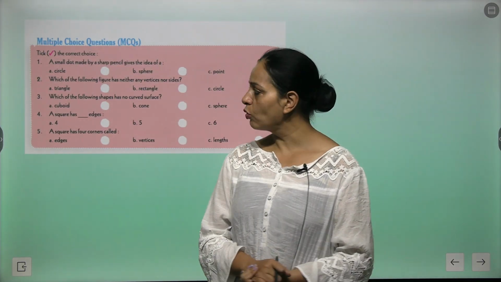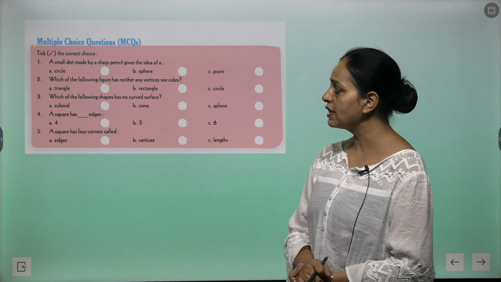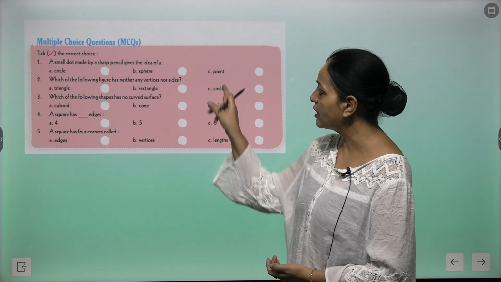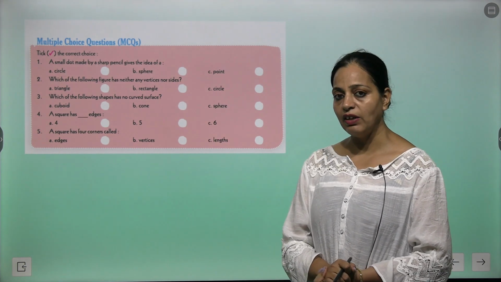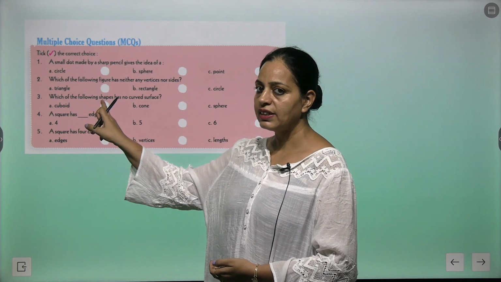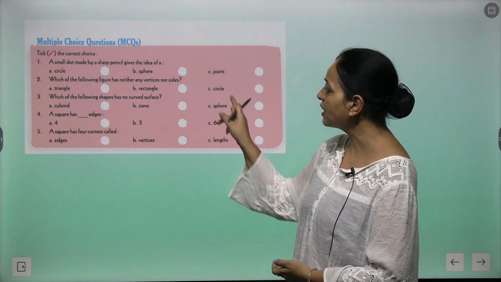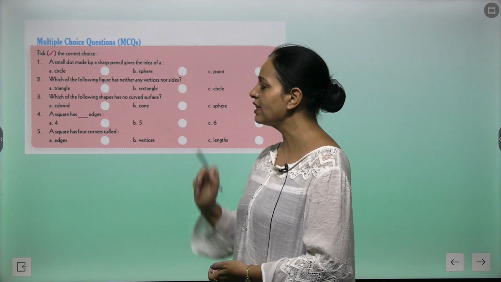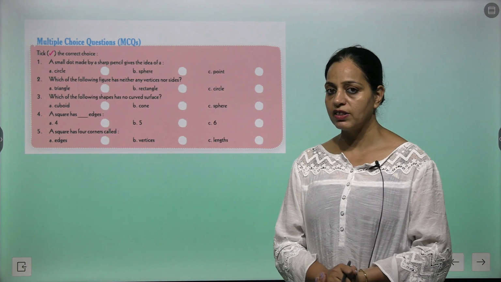MCQs we have some. So let's start. First one, a small dot made by a sharp pencil gives the idea of a point. Okay. So answer is C. The second one, which of the following figure has neither any vertices nor sides? So triangle has 3 sides, 3 vertices. Rectangle has 4 sides, 4 vertices. Circle has no side, no vertices. So answer is C.